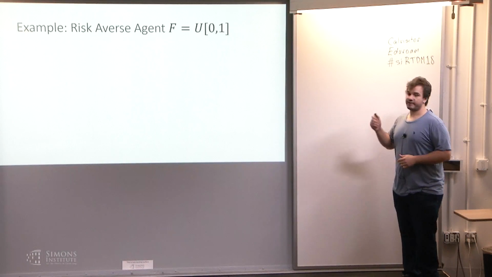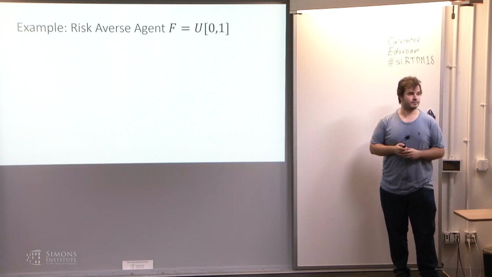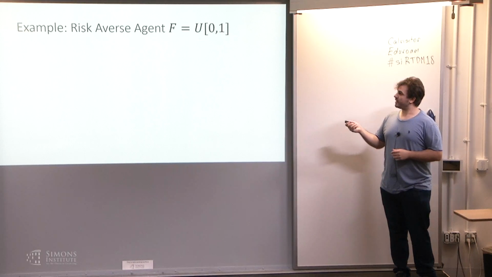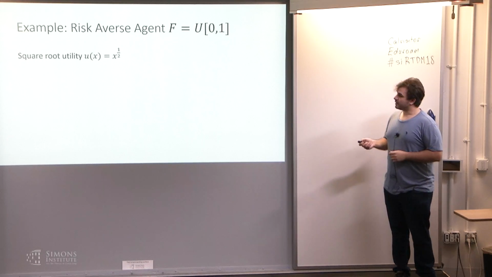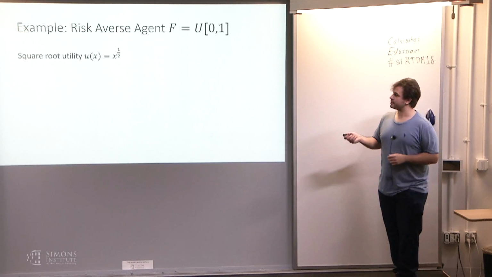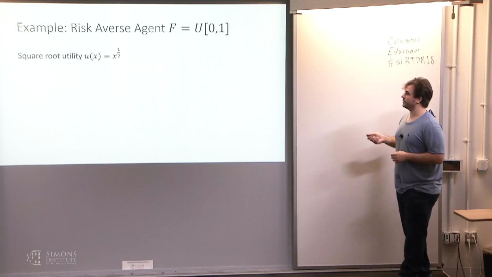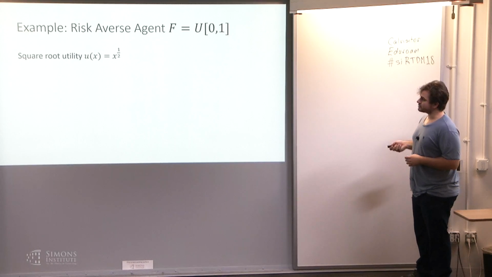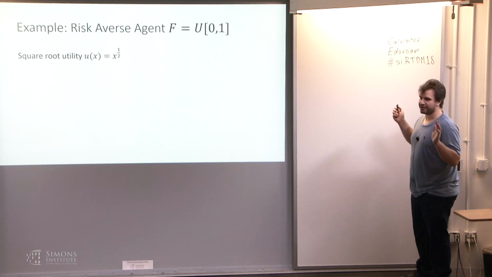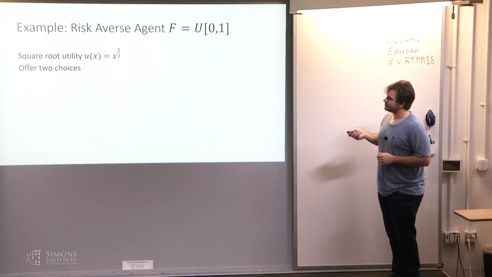So let's revisit that example and consider the case of a risk-averse agent. Again, our prior is uniform on 0, 1. And let's assume a particular utility, which is the square root. This is a concave utility. I just chose it for no other reason. It was simply the first thing that came into my mind.